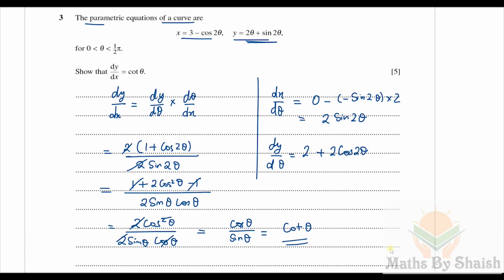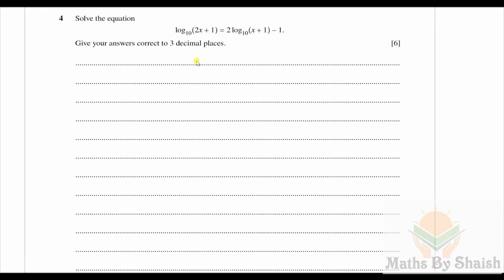Here's the fourth question. Solve the equation log base 10 of 2x plus 1 equals 2 times log base 10 of x plus 1, minus 1, and give your answer correct to 3 decimal places. So give your answers, it means we are going to get more than one value of x. So we are going to solve it, and here we can see this is log, but it is not log, and we know that log a base a is always 1 for any value a. So we can write 1 as log 10 base 10, so that everywhere we will get log 10.